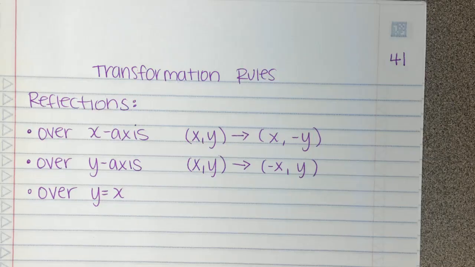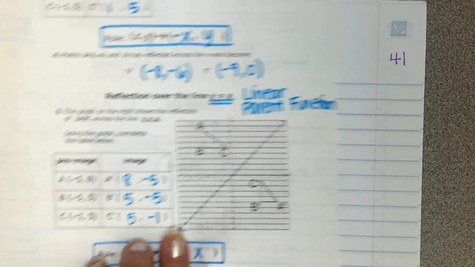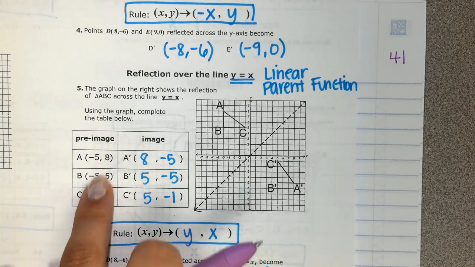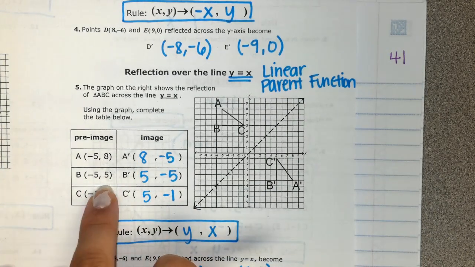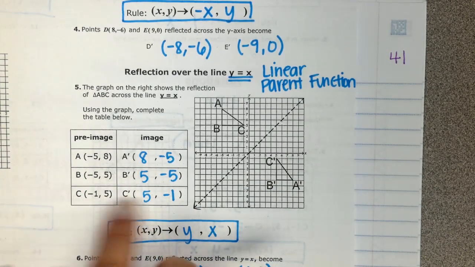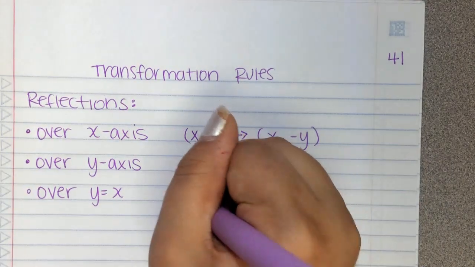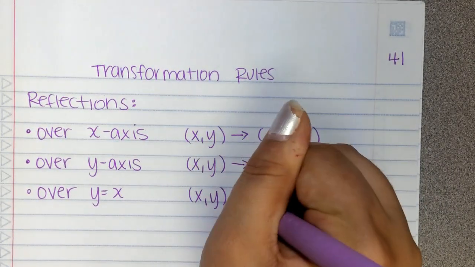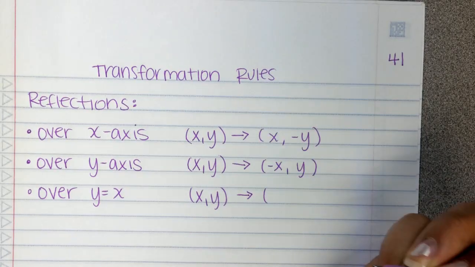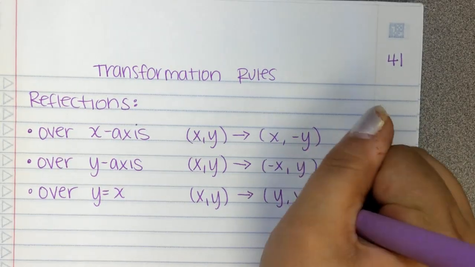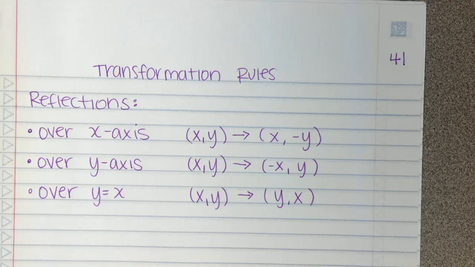Okay, over y equals x. A lot of y'all started off and I heard some really good discussions. What did you notice about these points? They switched. So my rule is xy becomes, switch them, yx. Write that down, please.